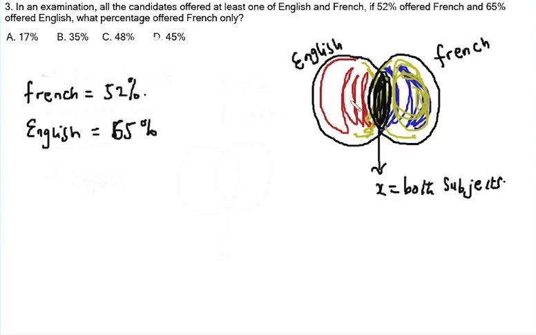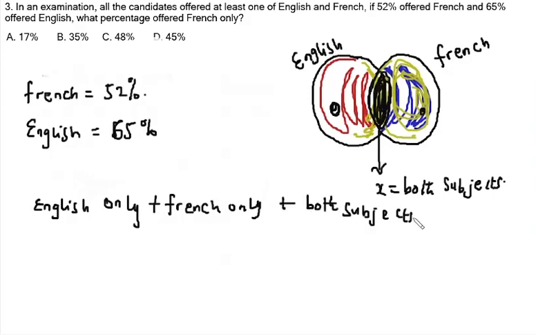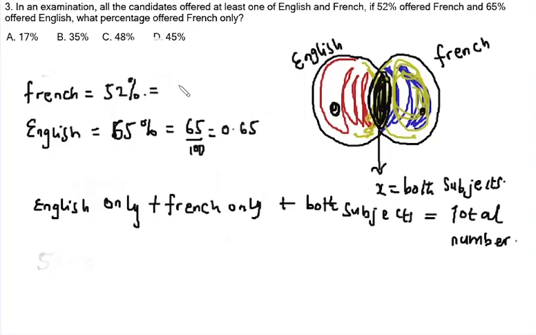So to know the total number of people, we add this portion of the circle and this portion of the circle and this portion of the circle. So we need English only plus French only plus both subjects is equal to the total number. To get our English only, 65% is simply 65 over 100, so this is 0.65. And 52% is 52 over 100, which is equal to 0.52.